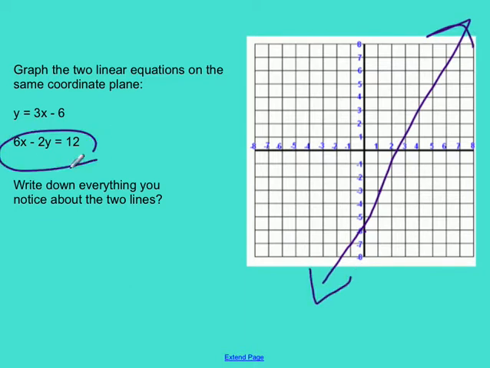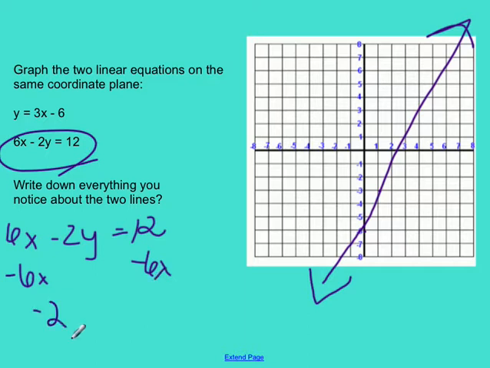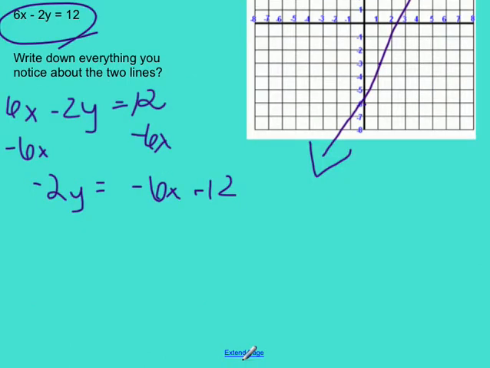Then in order to graph this one, we have to solve for y. I have 6x minus 2y is equal to 12. The first thing I'm going to do is get that 6x over to the other side, so I subtract 6x from both sides. Then I get -2y is equal to -6x plus 12. Next I need to divide both sides by -2. When I do that, I get that y is equal to -6 divided by -2, which is 3, times x, and 12 divided by -2 is -6.